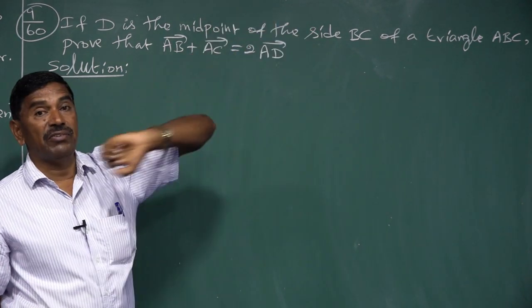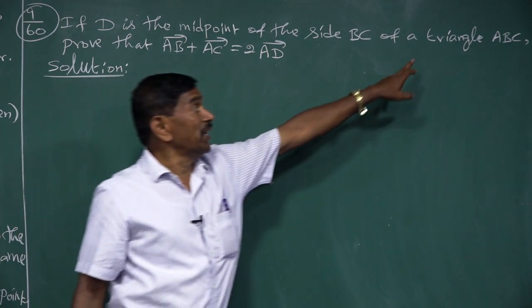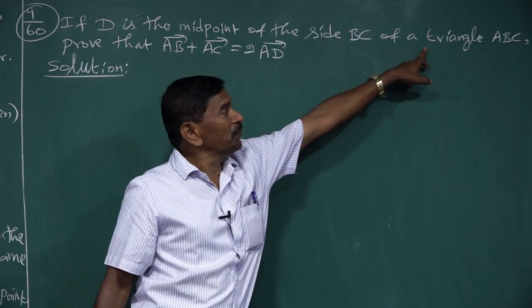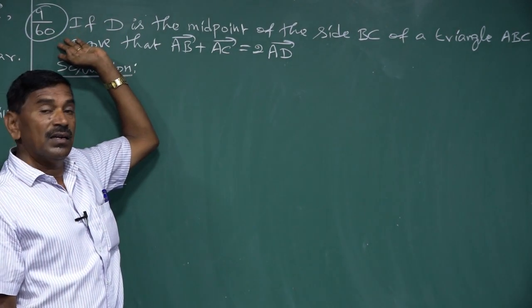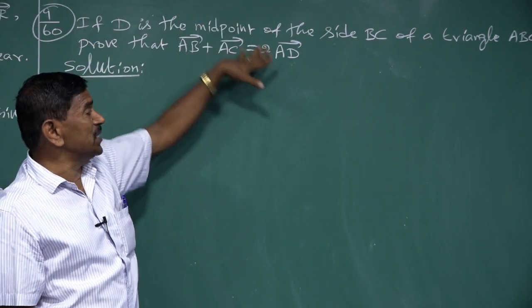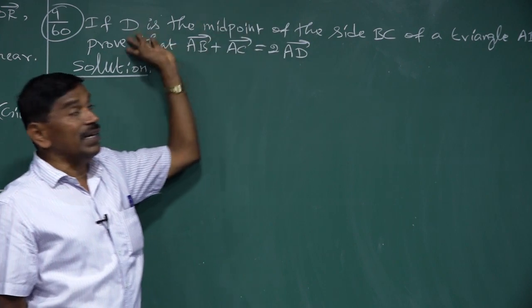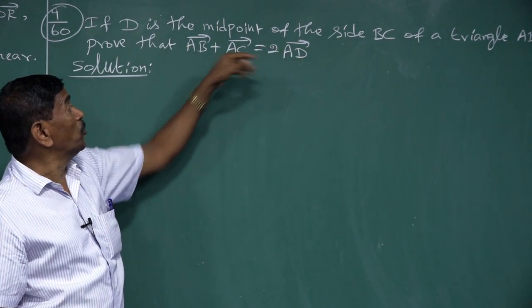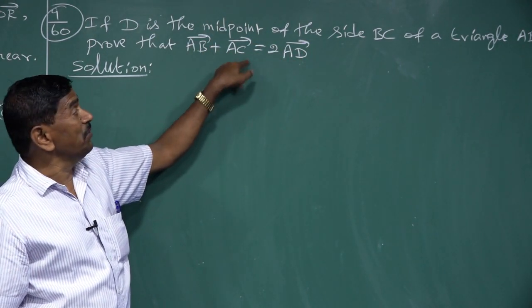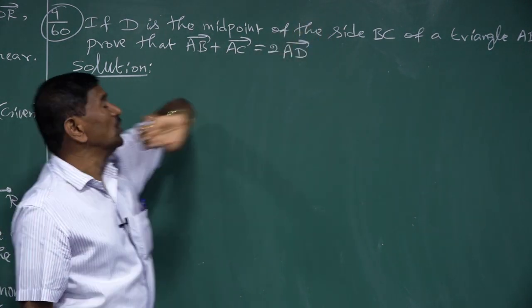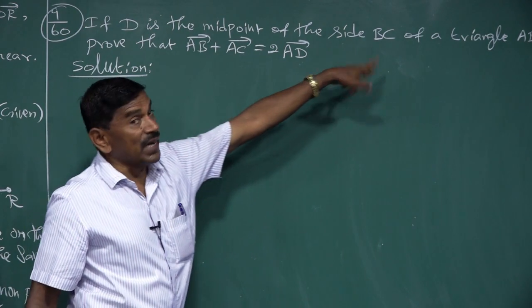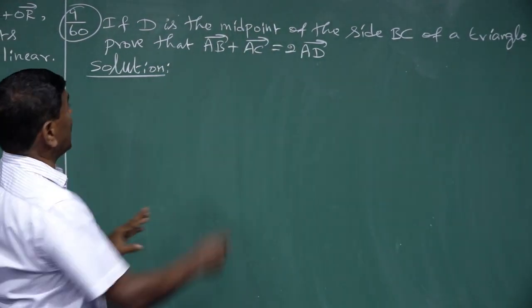Okay, what is the given keyword? Yes, the given keyword is triangle ABC. In triangle ABC, D is the midpoint of BC, then prove that AB vector plus AC vector is equal to twice of AD vector. This result we want to prove. First, the given keyword is a triangle. First, let us draw the triangle ABC.